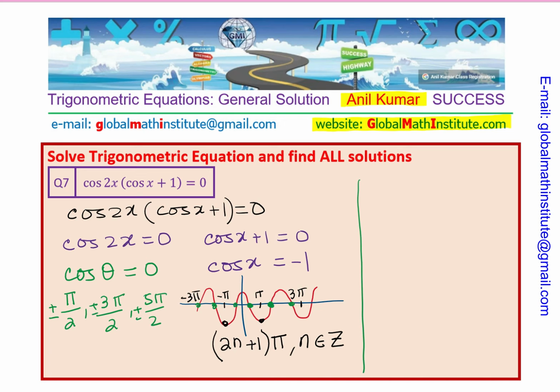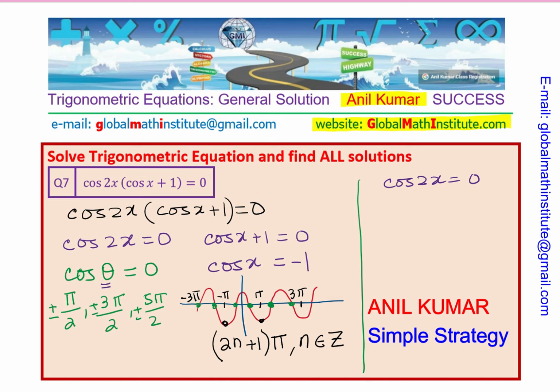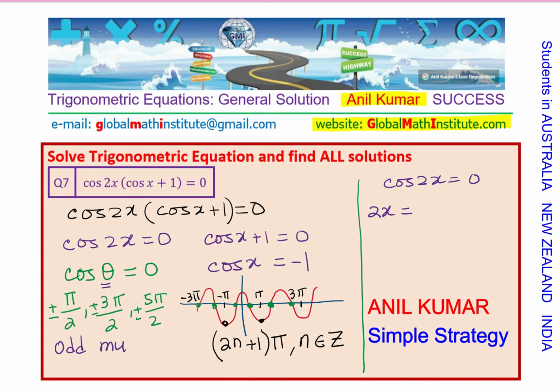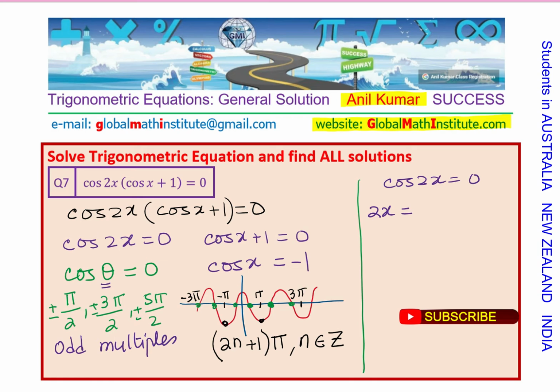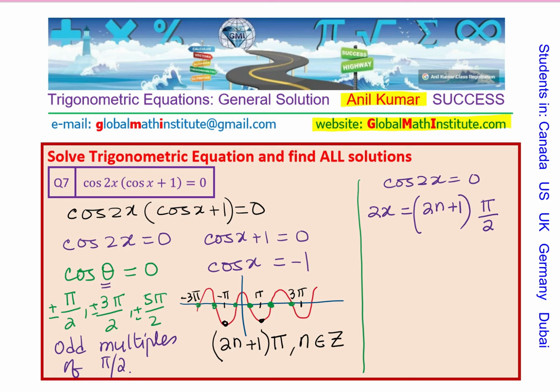So I'll again write, we are working on cos 2x equals to 0. And we wrote theta for now, but theta is 2x. So 2x is equal to, what do we see here? Odd multiples of pi by 2, right? So let's write it. Odd multiples of pi by 2. Is that clear? So odd multiple means 2n plus 1 of pi by 2. Is that clear to you? 2n plus 1 odd multiples of pi by 2.